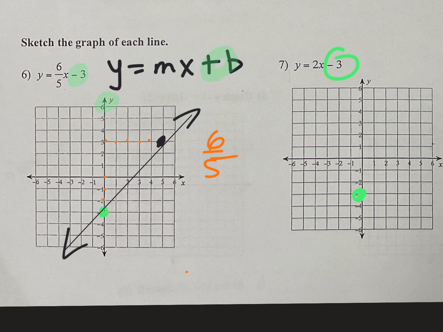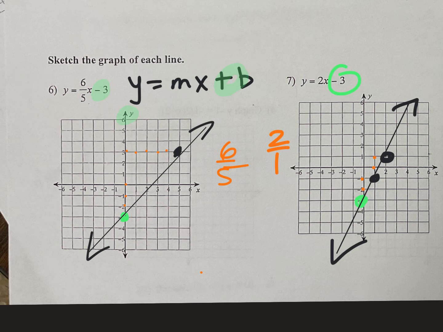All right, so 2/1 is your slope. And because it's a +2, you're going to go up 2/1. Then you're going to need to go up 2 and over 1 again. Okay, so that's your number 6 and your number 7.